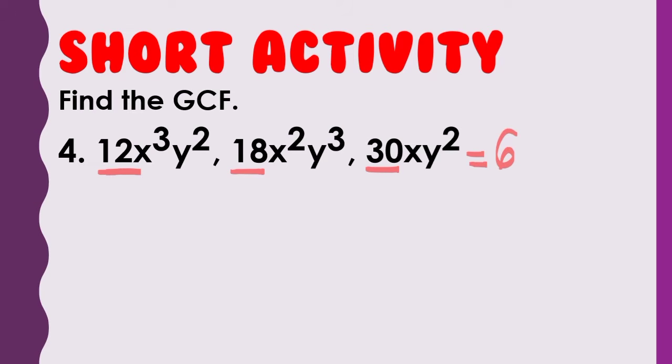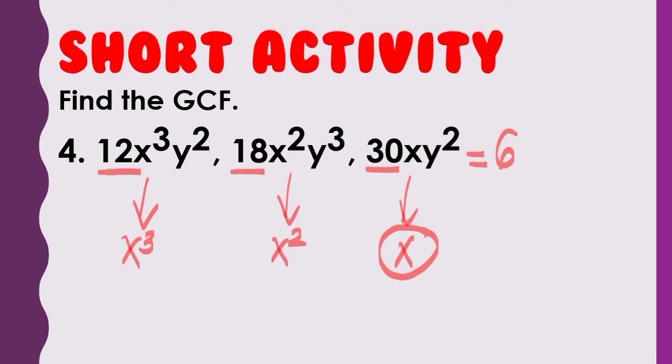And then, let's go to the variable x. Here, x cubed, x squared, and then x. What is their greatest common monomial factor for the variable x? The greatest common monomial factor of the variable x is x. It cannot be x squared or x cubed because that won't work, since the exponent of one of them is only 1. So the greatest common monomial factor of the variable x is only x.